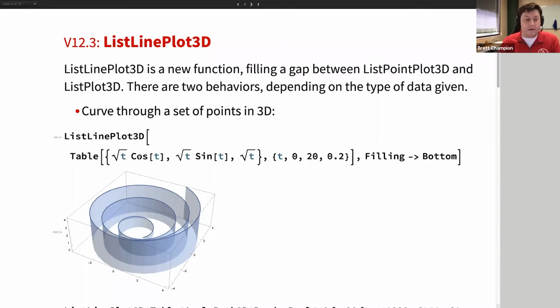Here I have a spiral type shape in 3D, and I've got something times cosine of t, something times sine of t, and then I've added a vertical component as well, and t's going from 0 to 20 in kind of small steps. And so we get a curve that starts at the middle and spirals its way out and up.